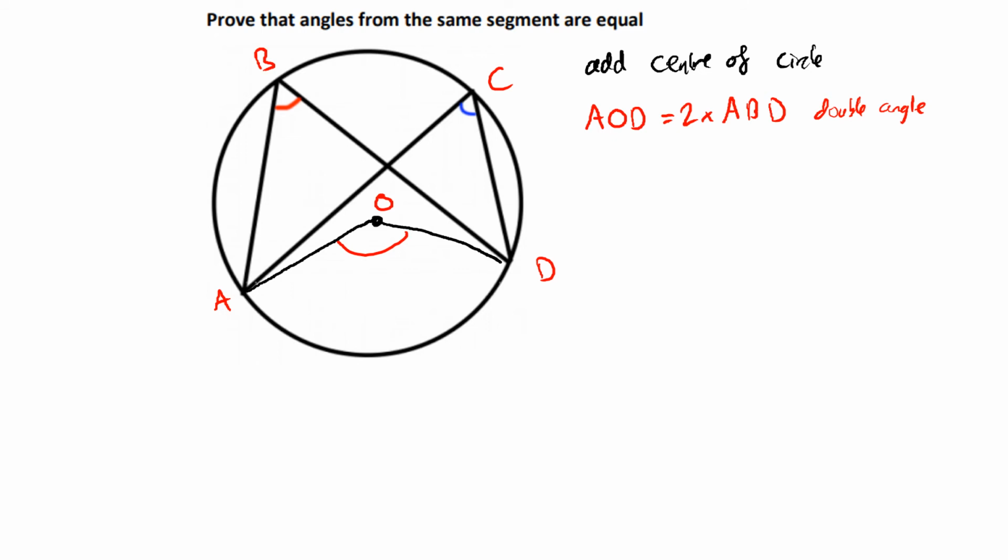So this is very much a crossover episode. We are using a proof we have already done. But we could argue the other way as well, couldn't we? We could argue that AOD is twice what ACD is, because it's also a double angle for that as well.